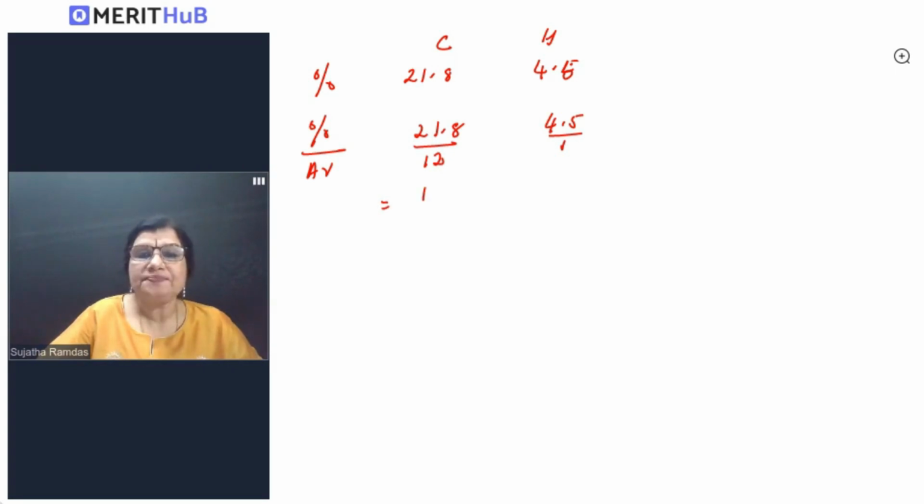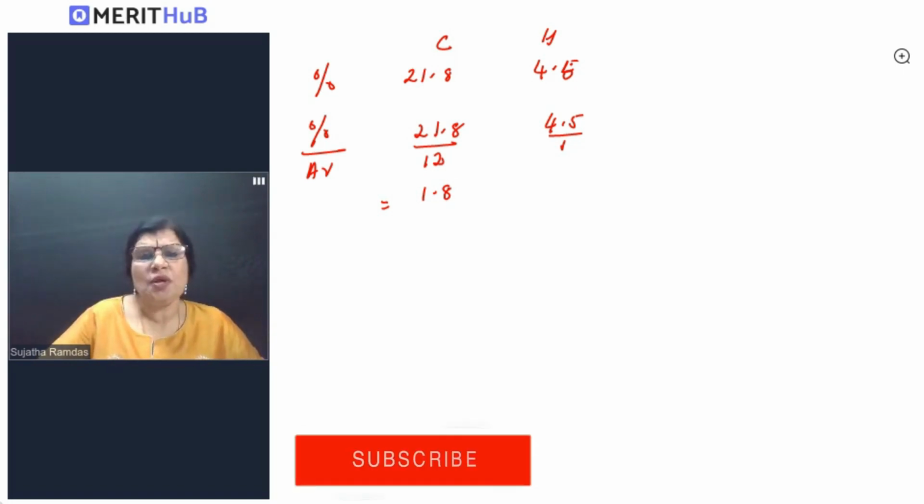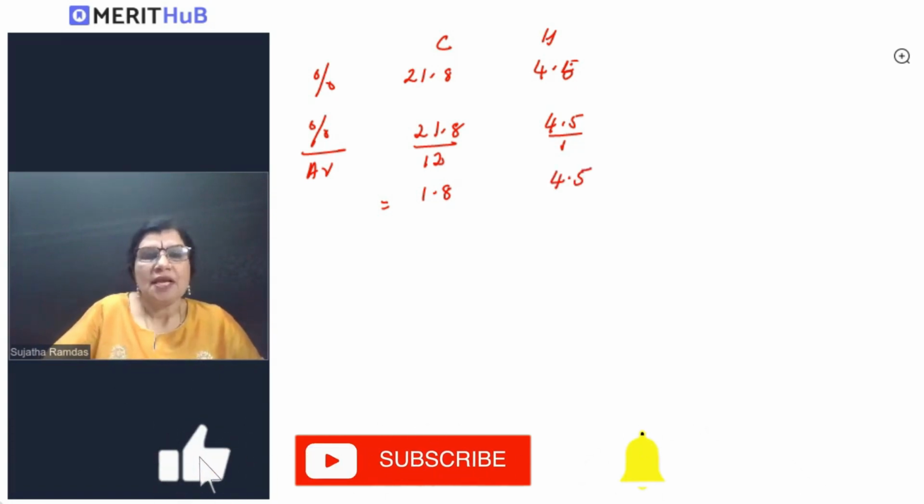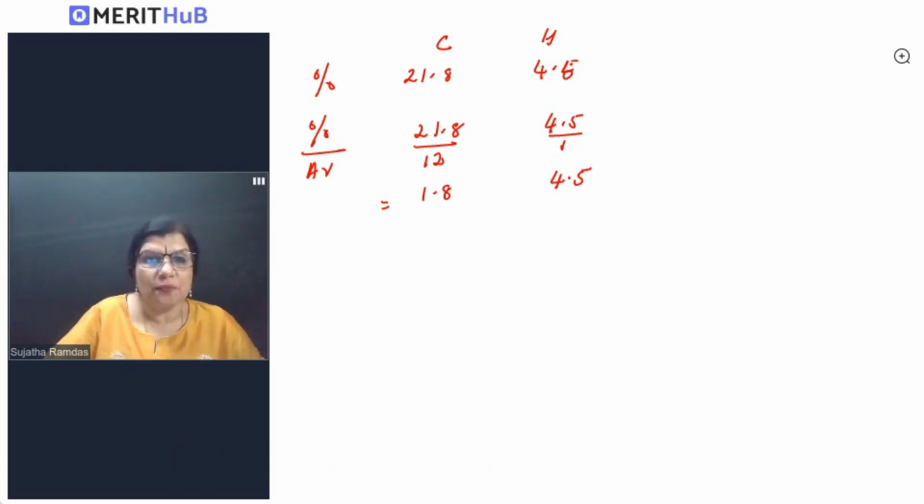Now this would be 1.98, so you have approximately 1.8, and this is 4.5. Now you convert this to the simplest whole number ratio. So divide this by the least. Whatever you've got here, percentage by relative atomic mass, divide by the least number. So 1.8 is the least number.